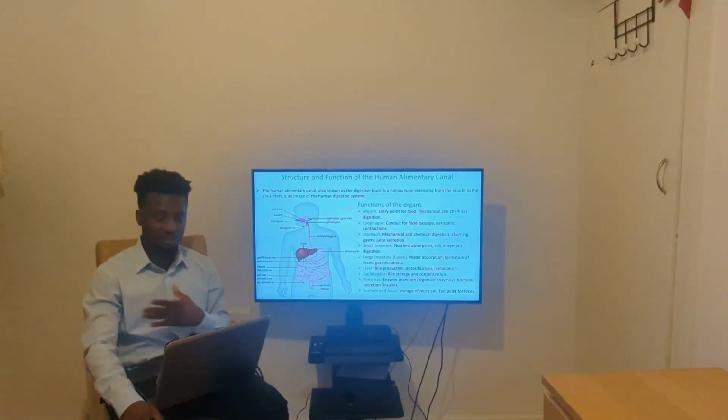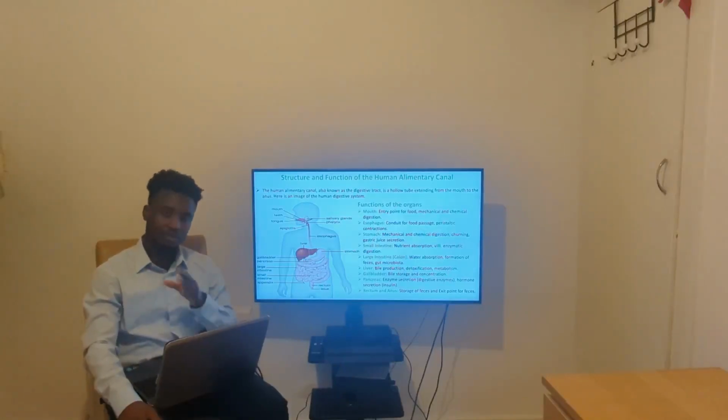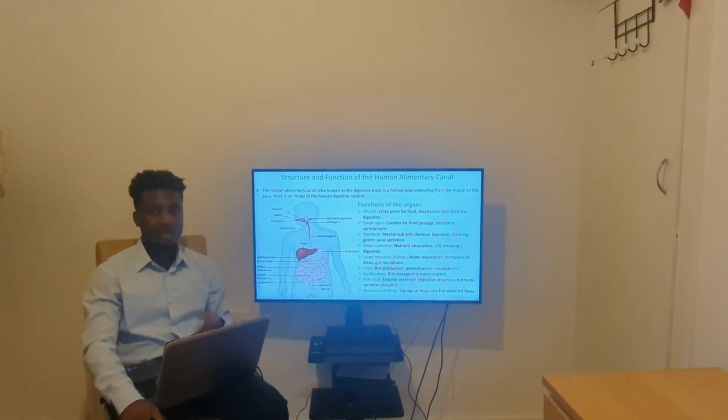The small intestine absorbs nutrients, and the villi and enzymatic digestion are the processes of the small intestine. Then the large intestine, also known as the colon, absorbs water, and it is where feces is formed. And there is bacterial fermentation, by bacteria also known as the gut microbiota.